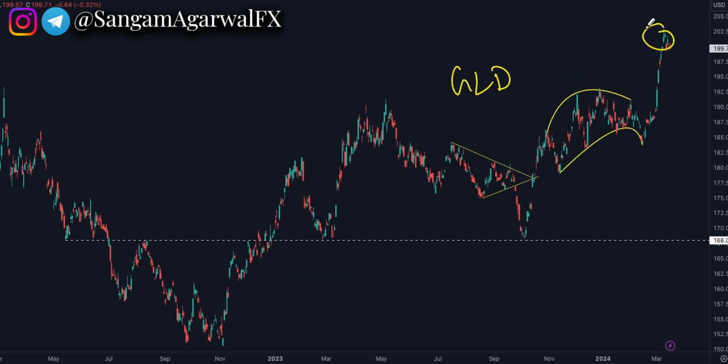GLD daily chart, I have shown you that volume chart. Now that chart is viral. They are dumping GLD for Bitcoin, but because of physical buying, gold is up.